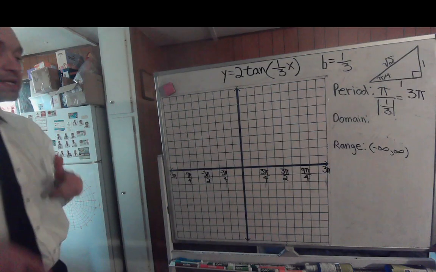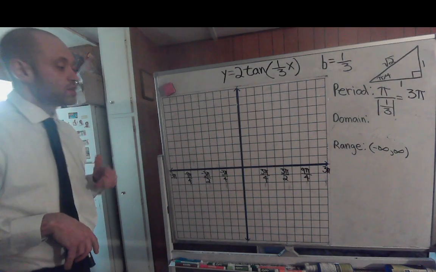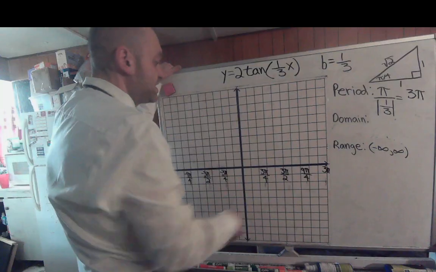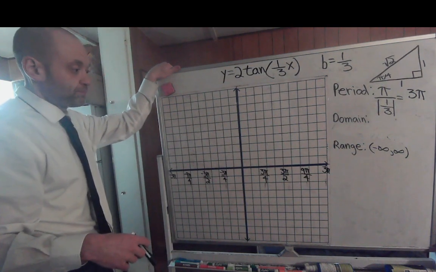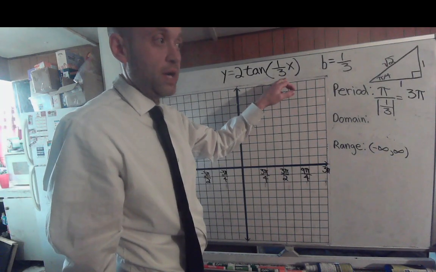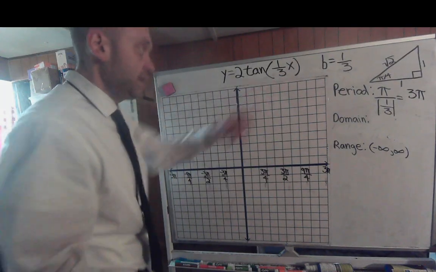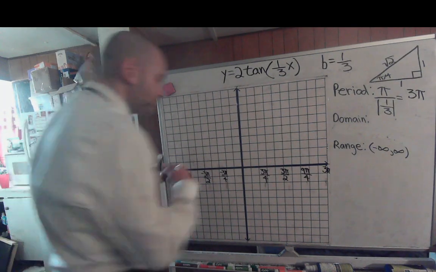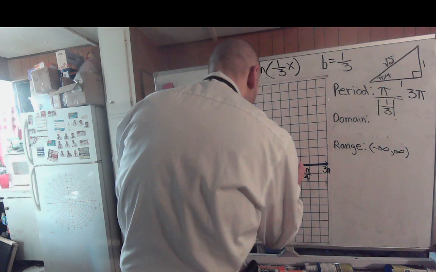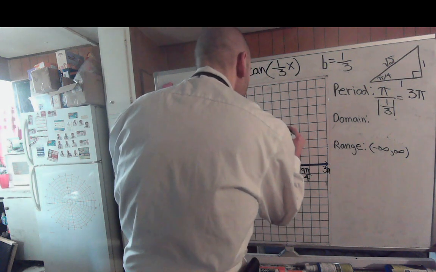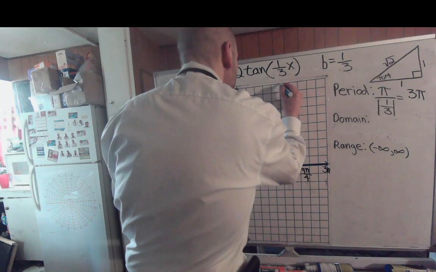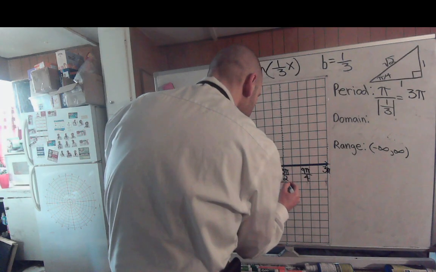Alright, so we've determined our period to be 3 pi. Now, what is the domain? Alright, so if we put in, let's say 3 pi over 2, if I take 1/3 of 3 pi over 2, that gives me pi over 2, right? Well, my tangent is undefined at pi over 2, so we know we're going to have a vertical asymptote at 3 pi over 2. X equals 3 pi over 2 is a vertical asymptote.